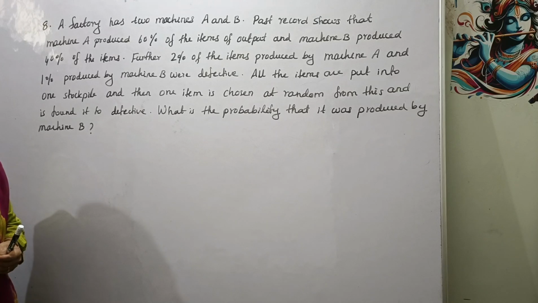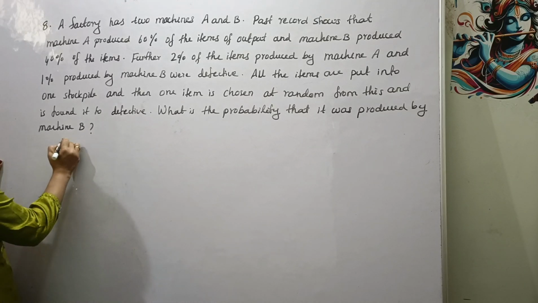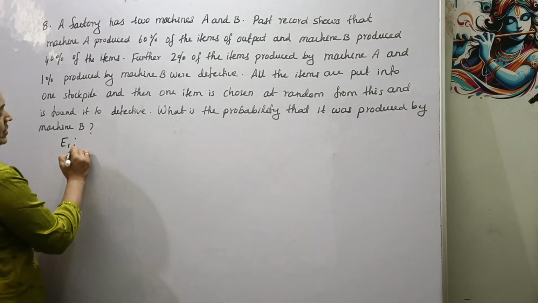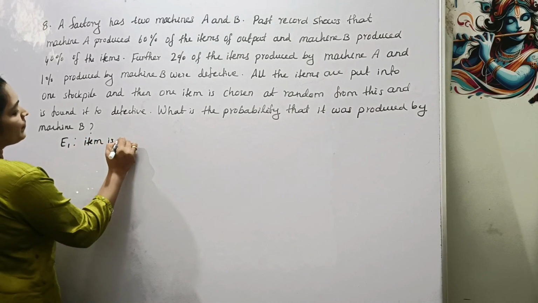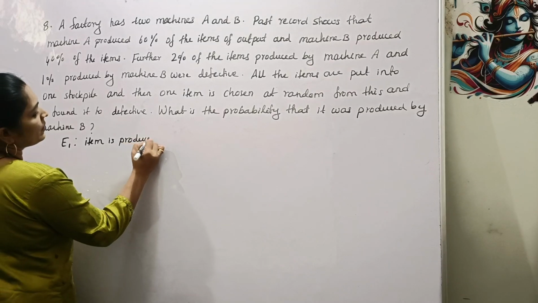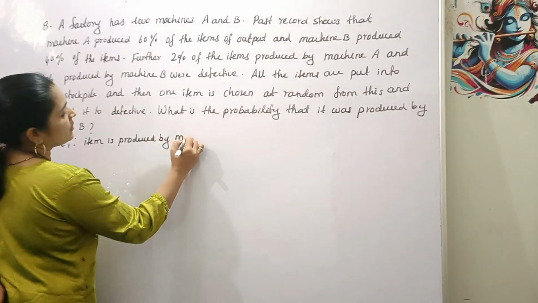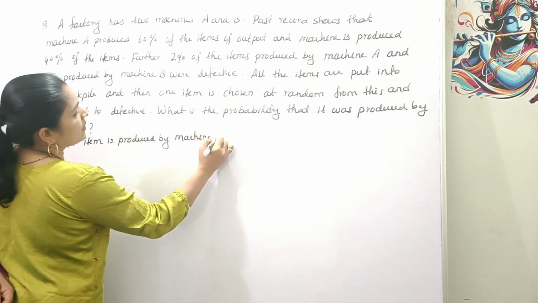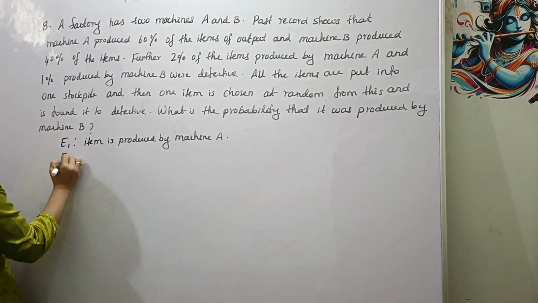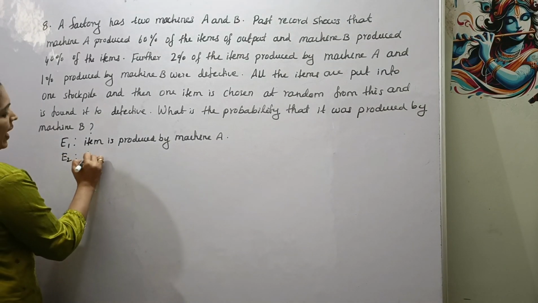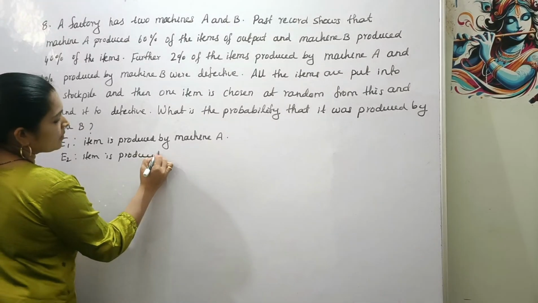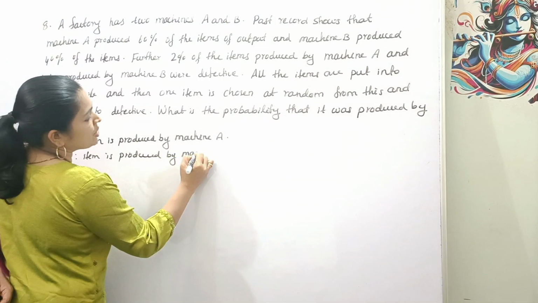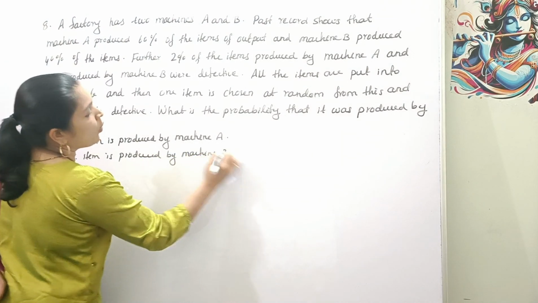Okay. So there are two types of machines, machine A and machine B. So let E1 be the event: item is produced by machine A. Okay. And E2 is the event: item is produced by machine B. Okay.